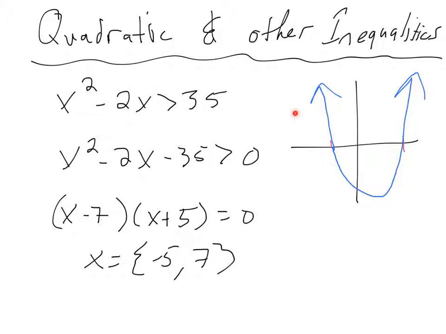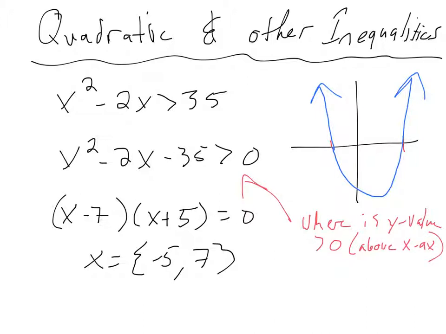And so if you look at the graph, you can say, well, it's above the x-axis here, and it's above the x-axis over here. If you know what the graph looks like, and you know where the x-intercepts are, and where it's below the x-axis and where it's above, that sort of solves the problem right there. Where is the y value of the function greater than 0, which means above the x-axis? So we want to find all the intervals where the function is above the x-axis.